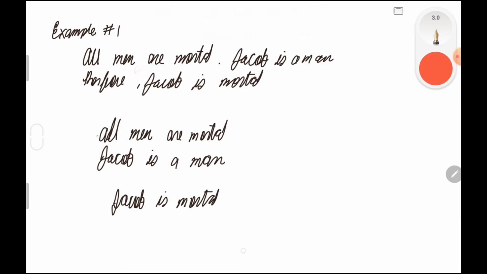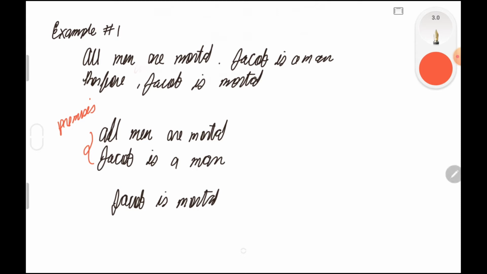So, from this idea, you'll notice that these are our premises. Okay? We have two premises here. Rule 1 is all men are mortal. Okay? The second rule, or the second assumption, is Jacob is a man. So, from this, our conclusion is Jacob is mortal.